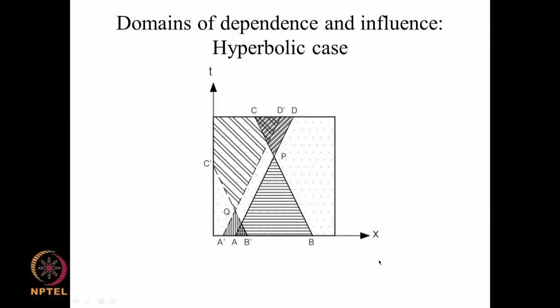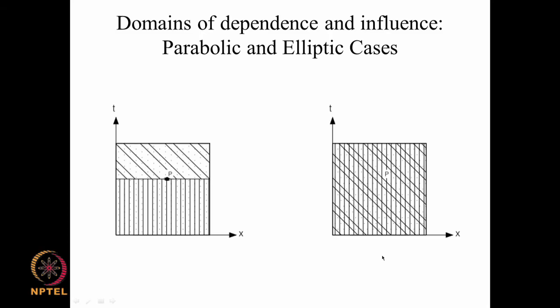Okay, we'll start again. So if you look at the other cases, parabolic and elliptic, we don't have two distinct routes, we don't have two distinct directions. We have, in the case of parabolic, there is only one direction, and that line will be parallel to this, and P here is influenced by all the points below this, and it influences all the points above this.